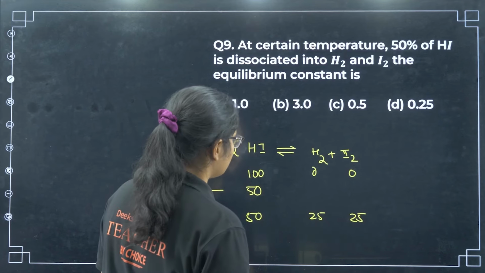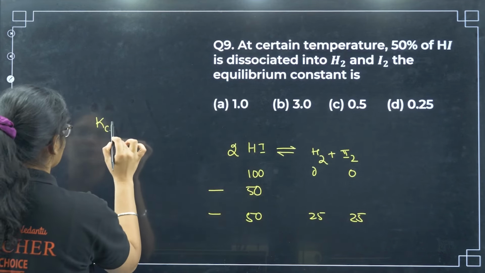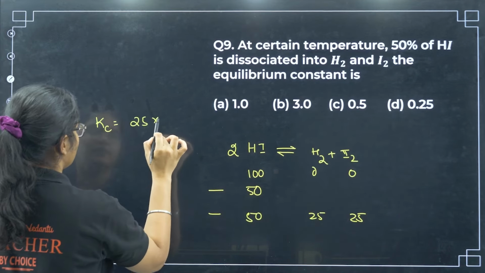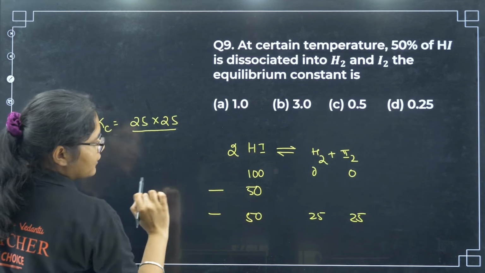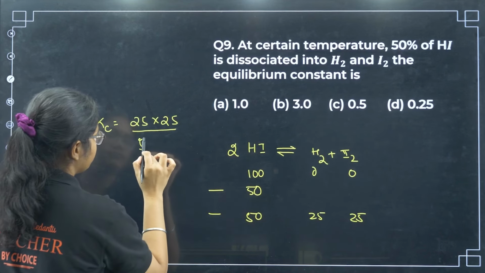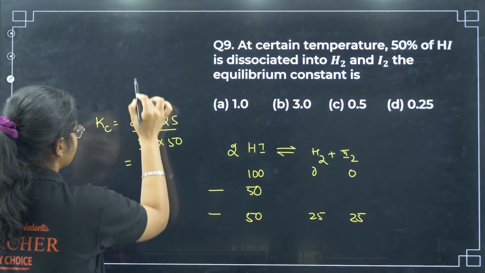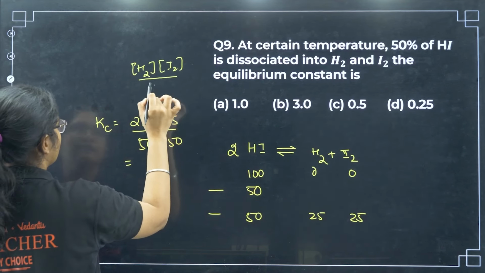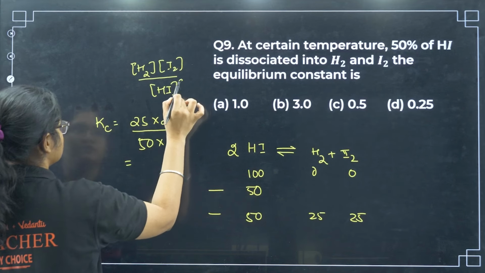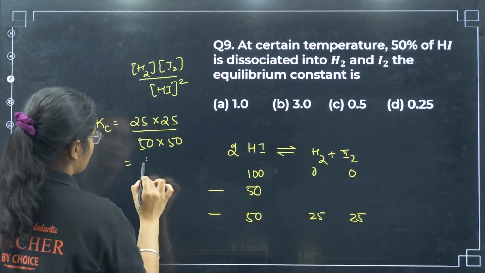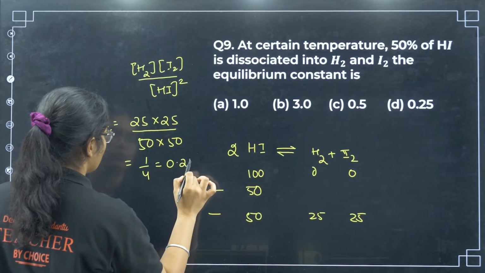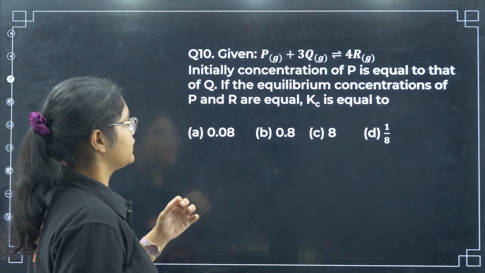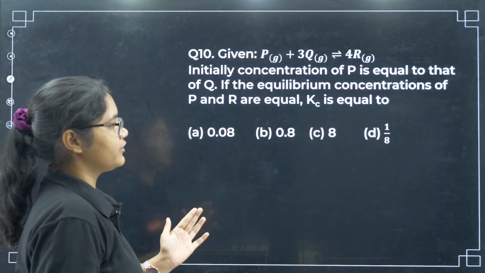Now you have to calculate the equilibrium constant. Kc equilibrium constant will be H2 I2 divided by HI. So that is 25 into 25 divided by HI 2 times, right? So 50 into 50. So I can write the function like this: H2 I2 divided by HI square, right? So I will get 1 by 4, which is equal to 0.25. Okay, option number D.